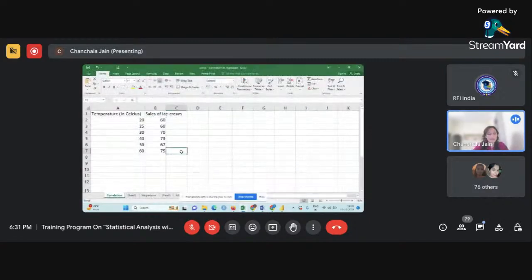So I'm back, coming back to my sheet. Now we can see here that we have temperature and sales of ice cream. So both the variables are numeric in nature. For this purpose, with the help of correlation, we can find the relationship. So here we will apply Karl Pearson's coefficient of correlation, right? Suppose I'm writing firstly the hypothesis.